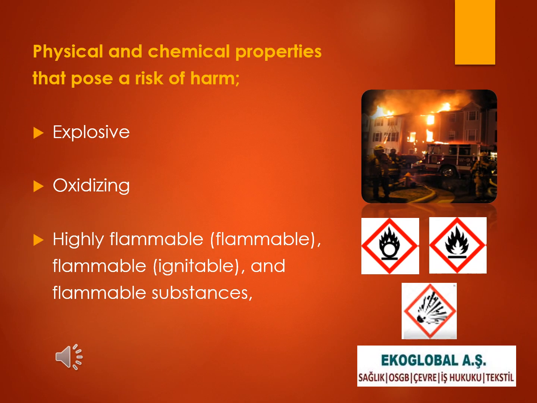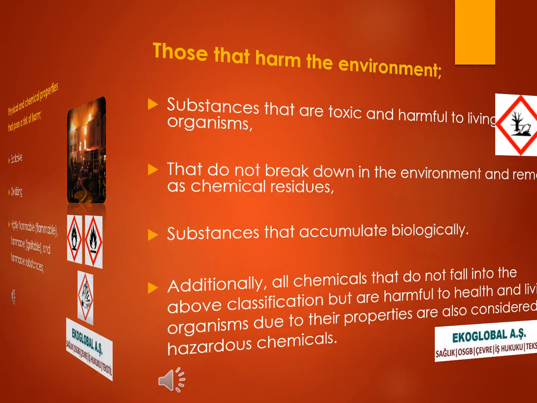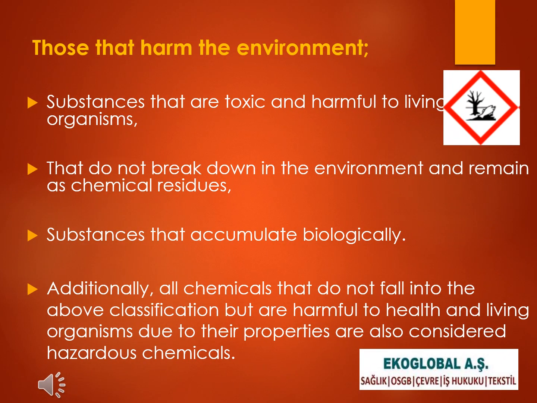Physical and chemical properties that pose a risk of harm: explosive, oxidizing, highly flammable, flammable ignitable, and flammable substances. Those that harm the environment: substances that are toxic and harmful to living organisms, that do not break down in the environment and remain as chemical residues, and substances that accumulate biologically. Additionally, all chemicals that do not fall into the above classification but are harmful to health and living organisms due to their properties are also considered hazardous chemicals.